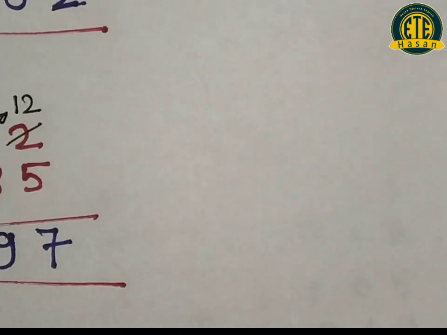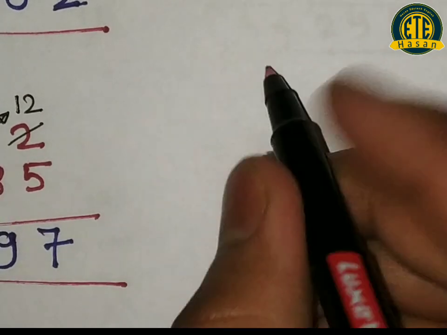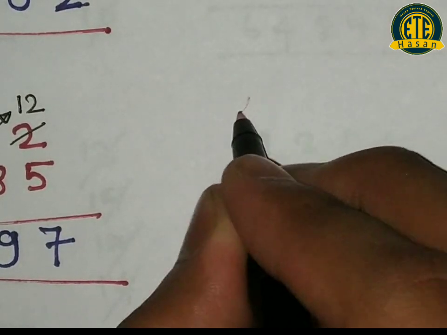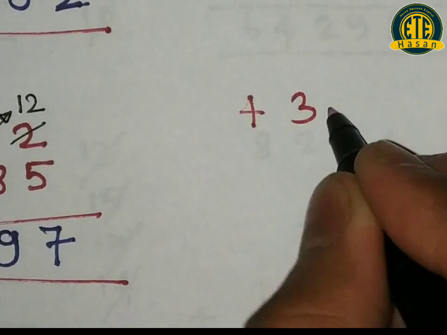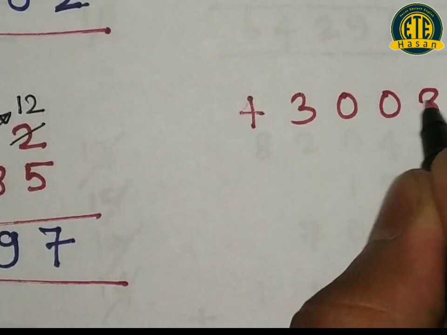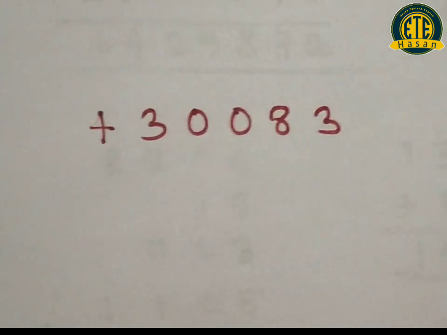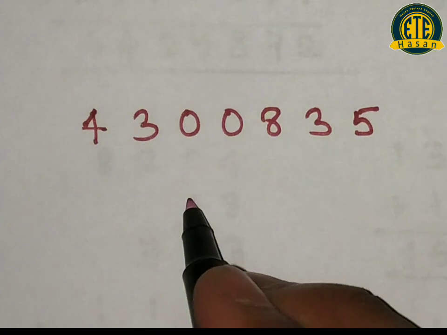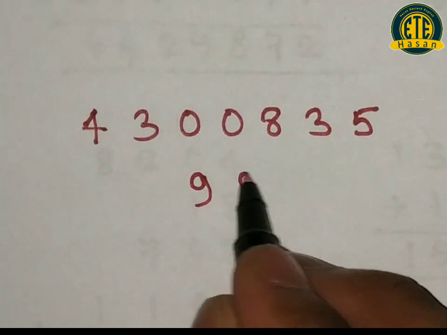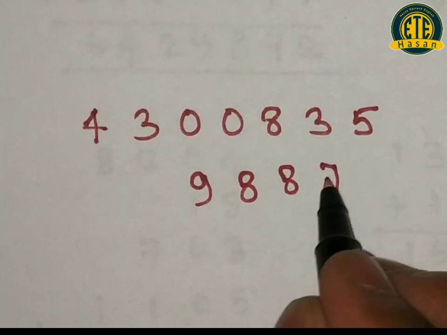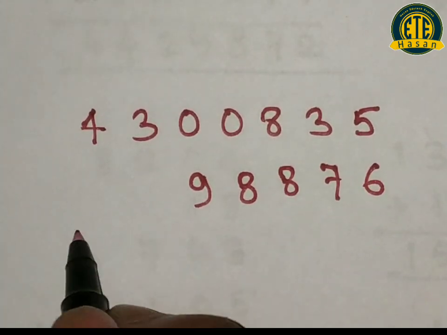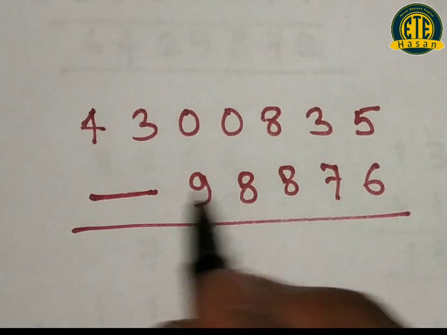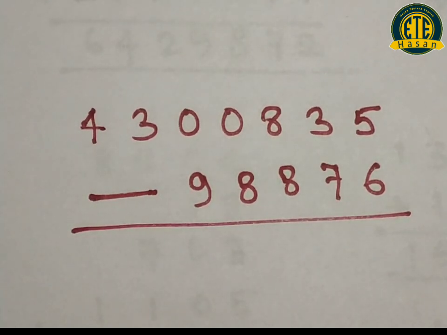Okay, let's take another example, like 4 3 0 0 8 3 5. We have to subtract 9 8 8 7 6. Let's put a minus sign behind this number.